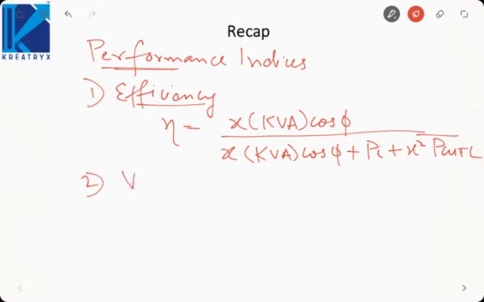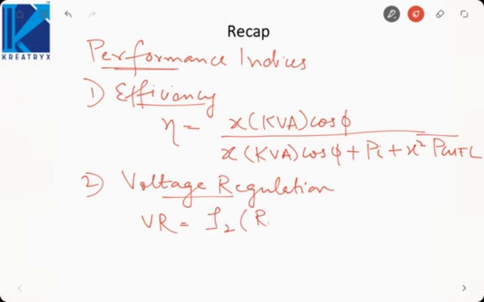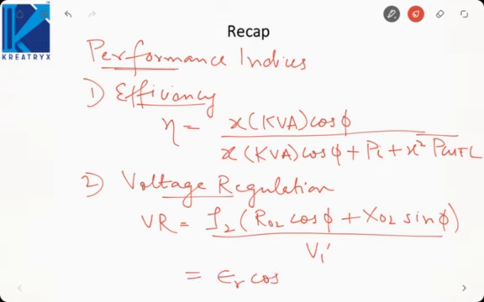And the second performance index was the voltage regulation, which was I2 into R02 cos phi plus X02 sin phi divided by V1 dash. And for leading loads, we change the plus sign to the minus sign. It can also be written as epsilon r cos phi plus epsilon x sin phi, where epsilon r and epsilon x are the per unit voltage drop across the resistance and per unit voltage drop across the reactance.